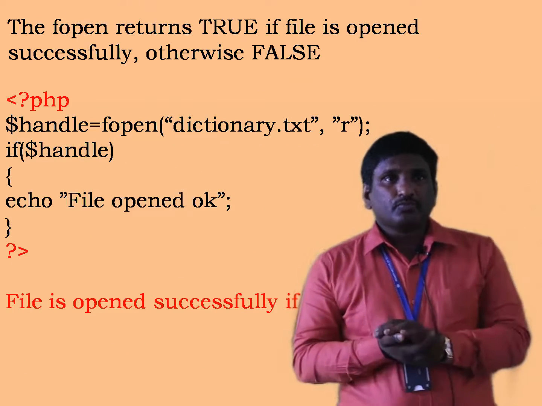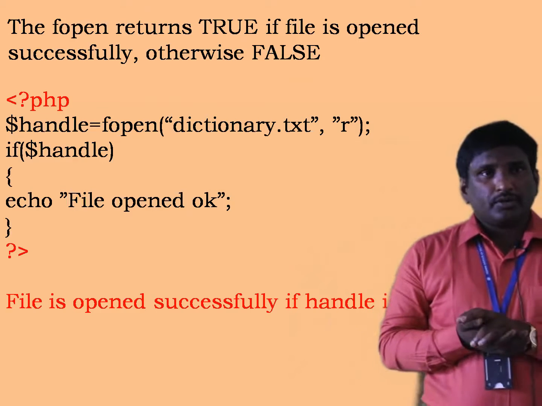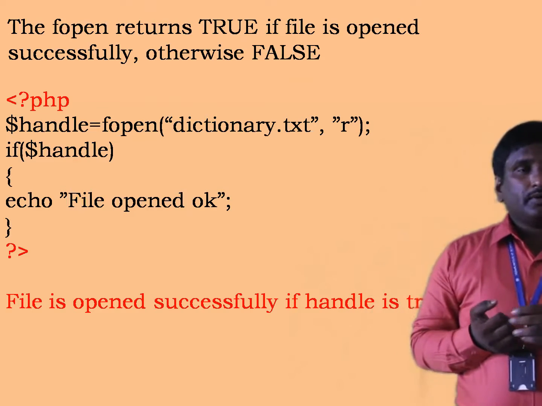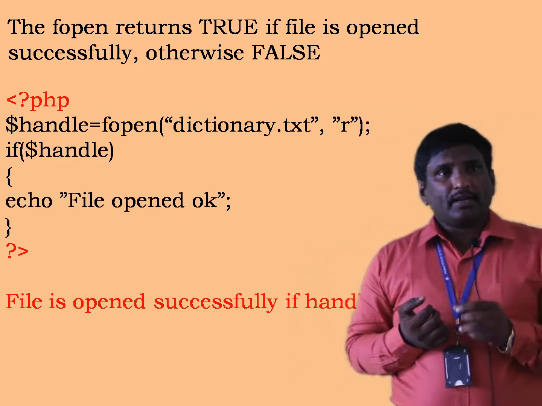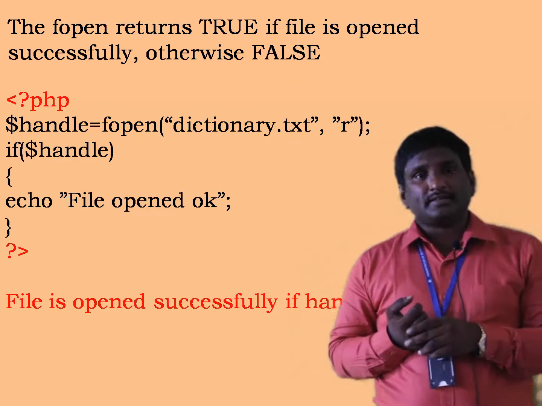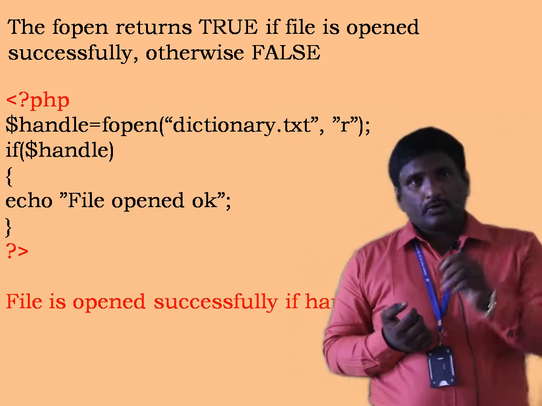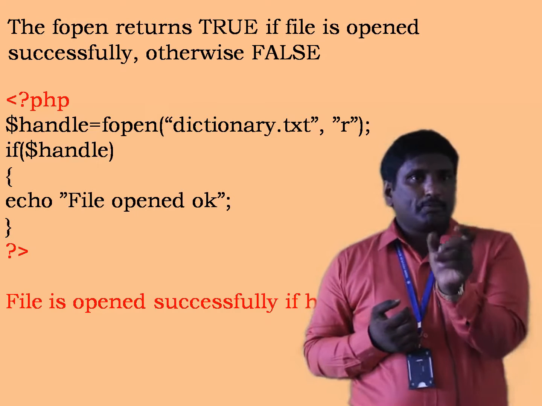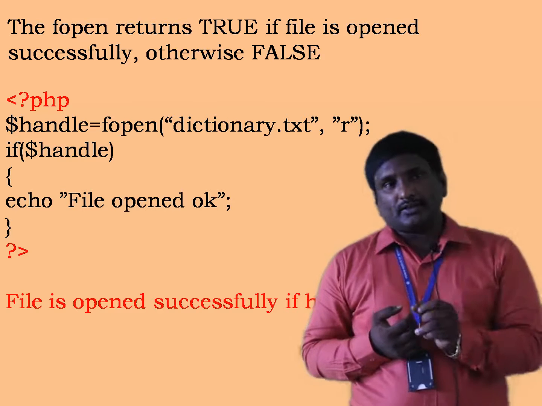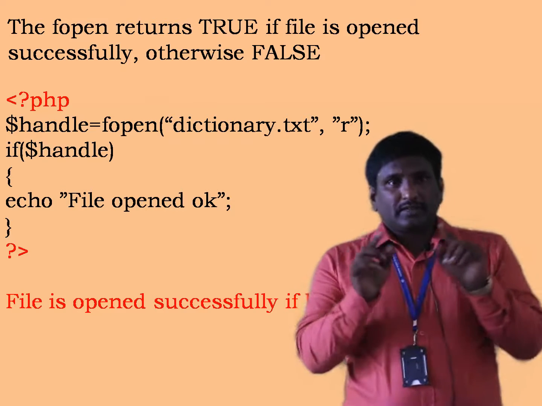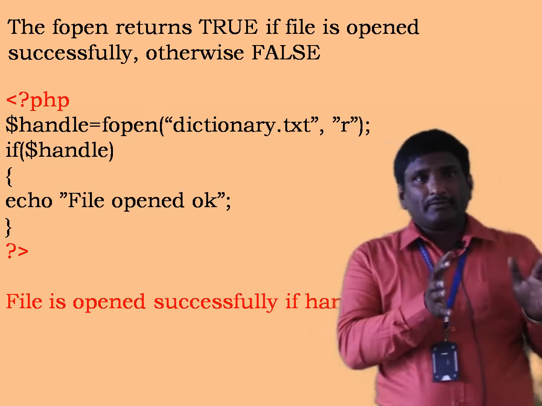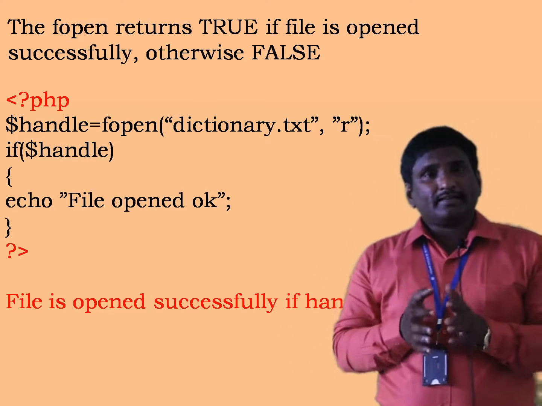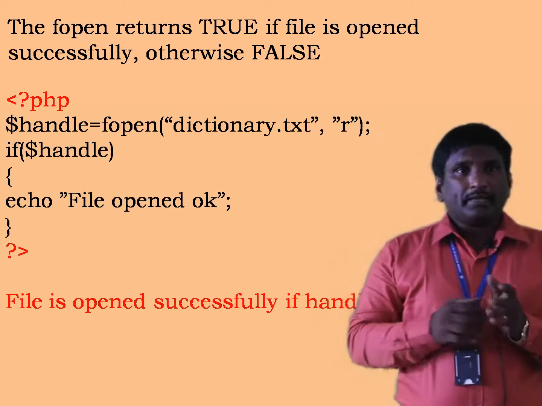Next, this is an example of opening a file. In order to open the file, my file name is dictionary.txt, and I used the function fopen, which has two arguments. One is the file name, dictionary.txt. What is my mode? Read. The content or characters which lie in dictionary.txt can be read by using the handle.